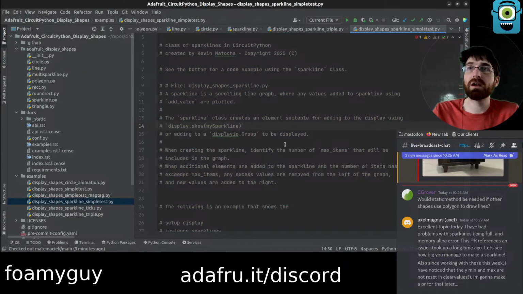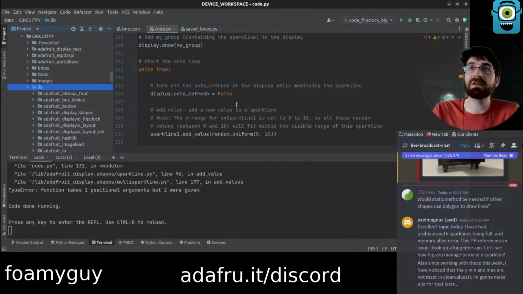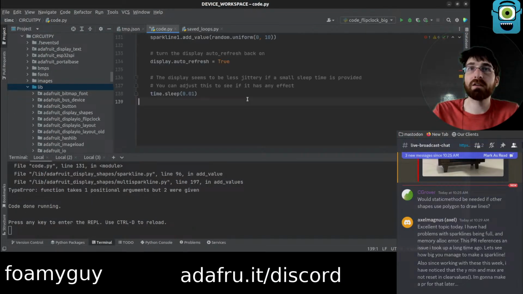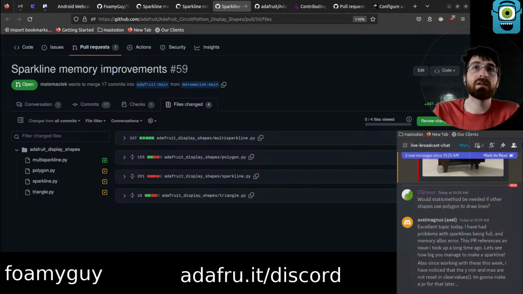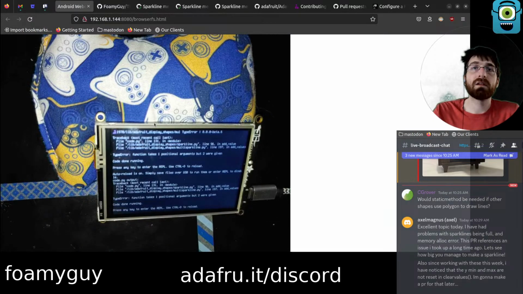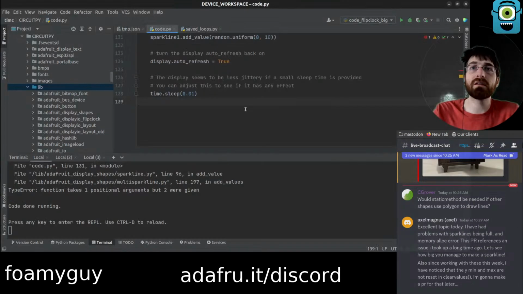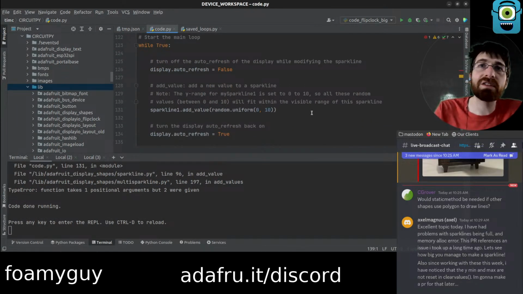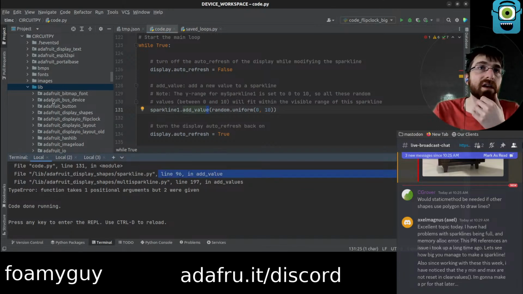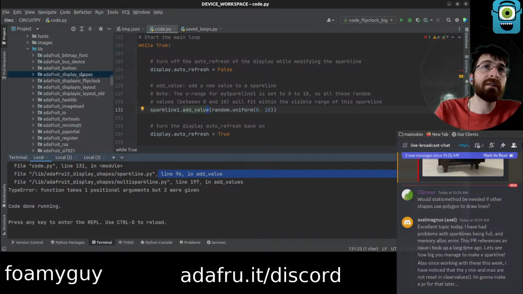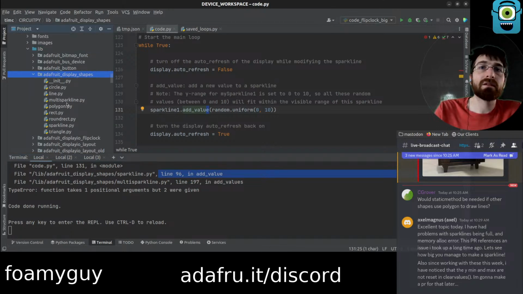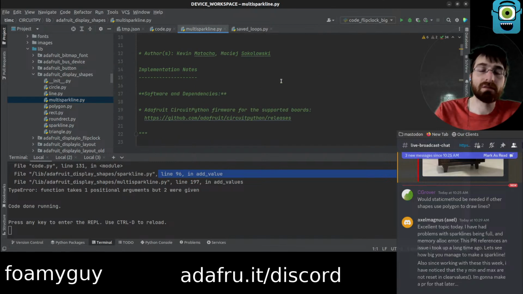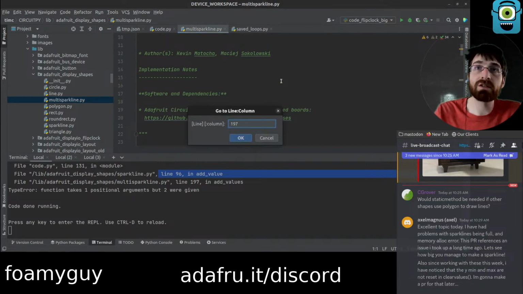So I'm on the PR branch. I'm going to copy the simple test. I'm going to put that in CodePy. Yeah, we got the error there. Okay, so we need to figure out how to fix that. That's at 131. Probably it's the same thing. Sparkline add value. So that goes inside there, 96. What goes 197 in multi? Just kind of chase this all the way through here.